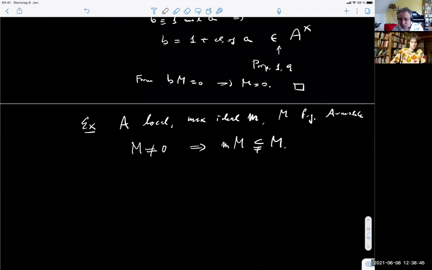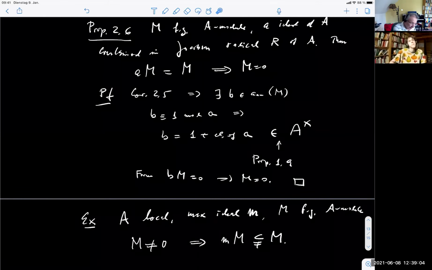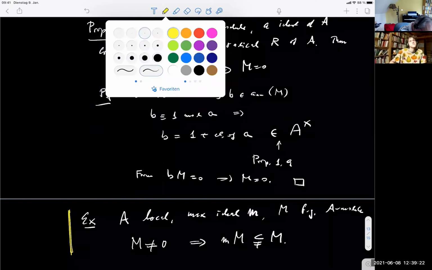So this is very useful for induction proofs. You have a local ring, a module which is not the zero module, then M times M is a proper submodule. This follows from that. You see, I just go to the contraposition, and for A, I take the maximal ideal. So this is something, maybe let's put it in yellow somehow. I think it's good to remember.